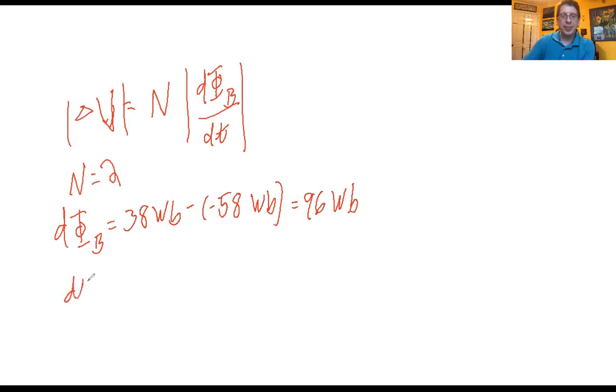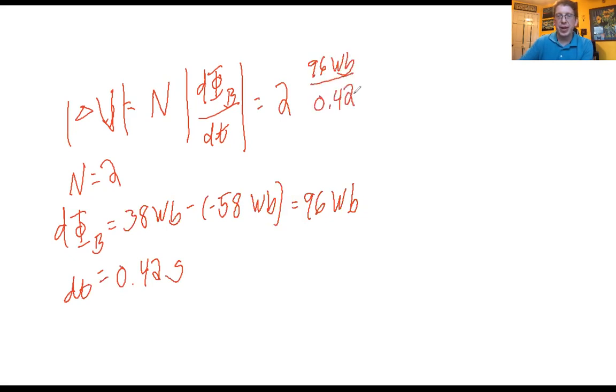And so then delta T, or dt, is equal to 0.42 seconds. So we've got all the information we need to solve this problem. So that's 2 times 96 Webers divided by 0.42 seconds. And that's going to give us the induced EMF in volts. And so we figure that out, and that gives us, to 2 significant figures, 460 volts, or 4.6 times 10 to the 2 if you prefer that.